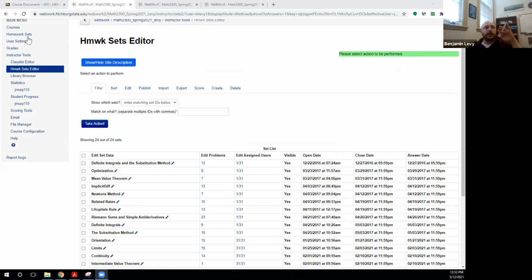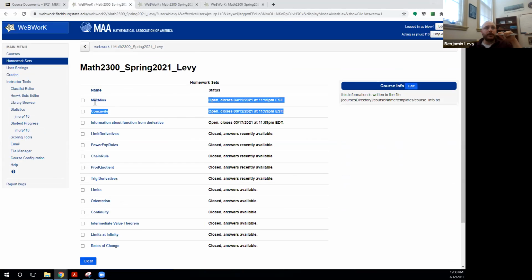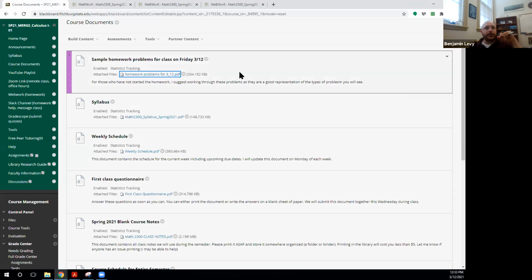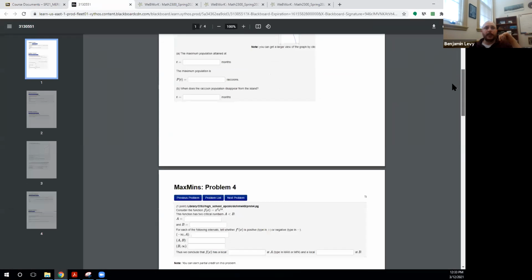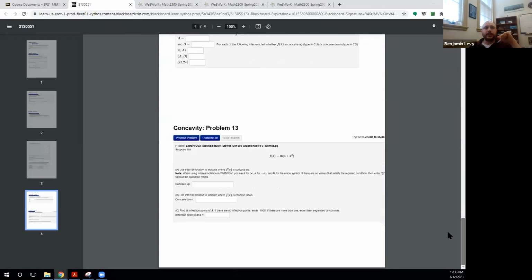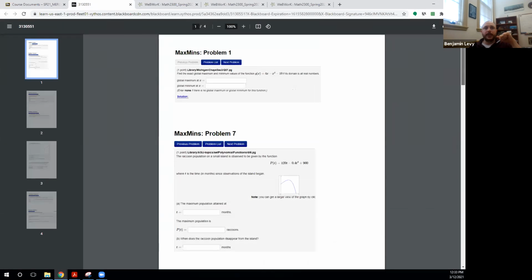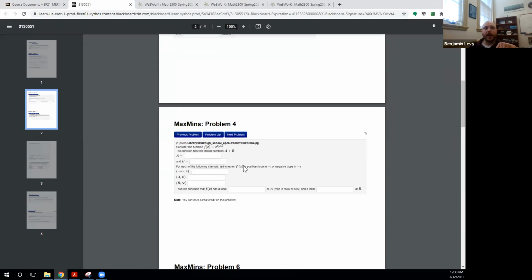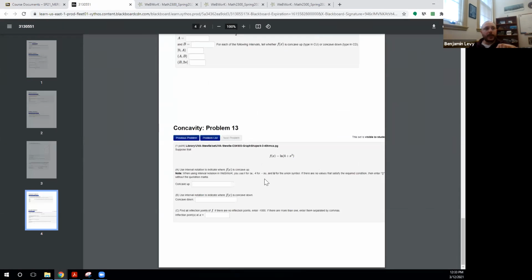I was going to say, if you look at the homework sets, these are the two homeworks that we're going to focus on today: max, mins, and concavity. I posted this document to Blackboard that you should open up. I picked out some specific problems from each of those homework sets and put them into this document. I'd like to start by summarizing some of the details related to each problem, maybe setting them up, and then letting you use the rest of the class in small groups to see how many you can work through.